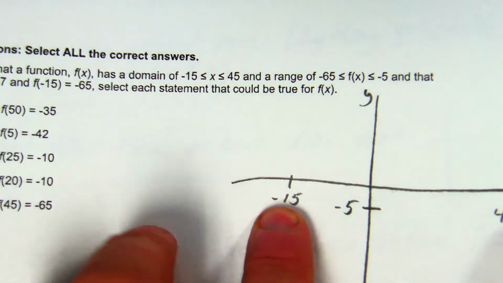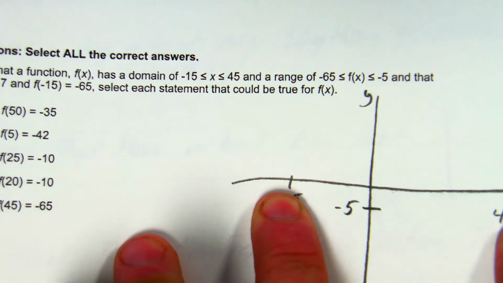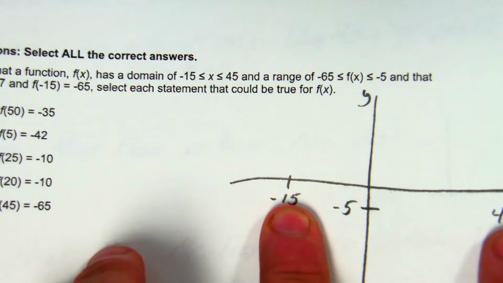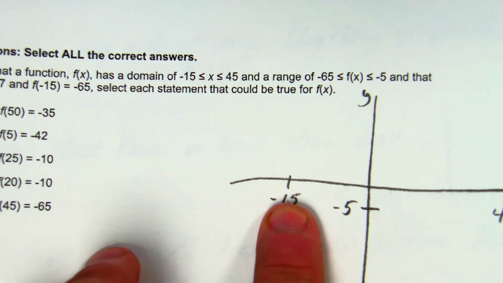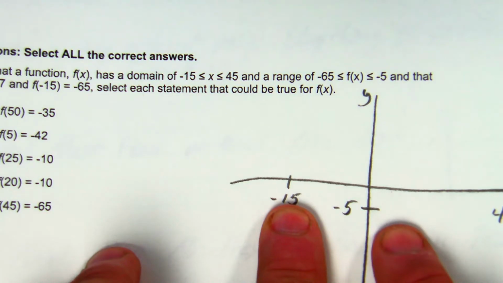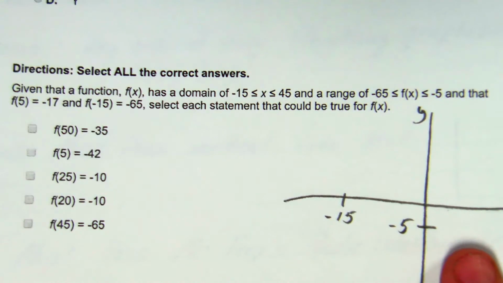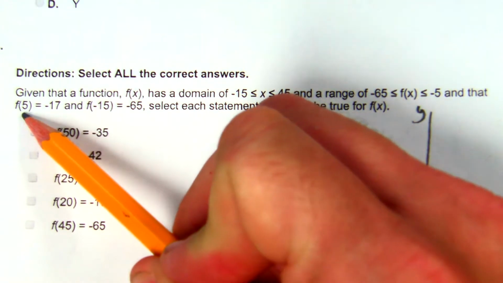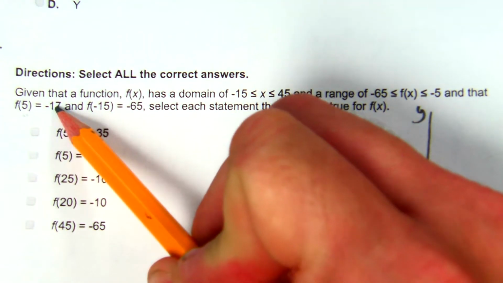So just pretend these are all your available buttons. So you have a big radio that has a -15 button all the way to a 45 button. Okay, and the range goes from -65 to -5. Now be careful with this, because what they've done is they said that when f of 5, so that means when x is 5, your output is -17.